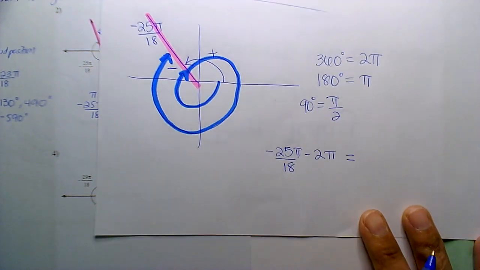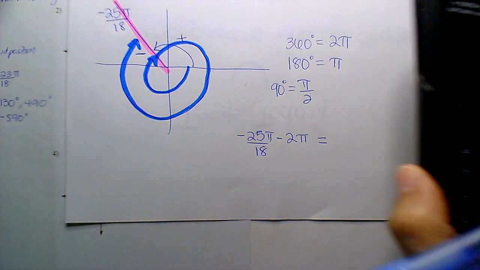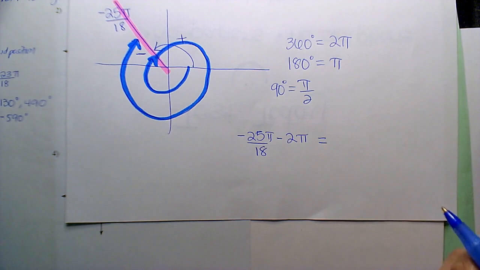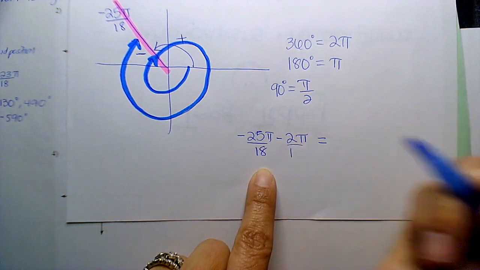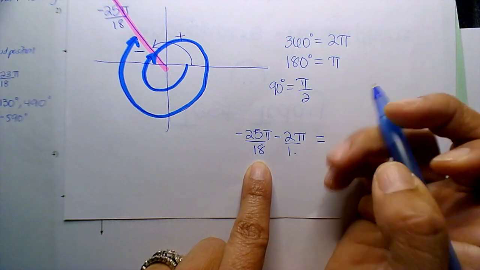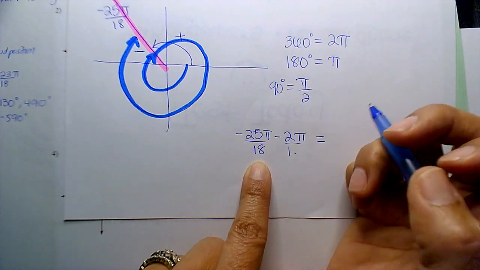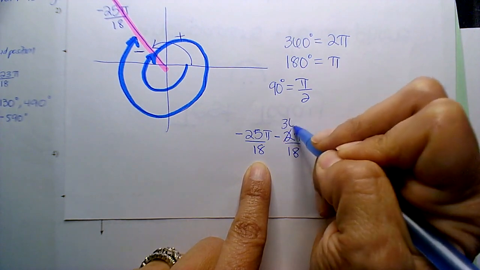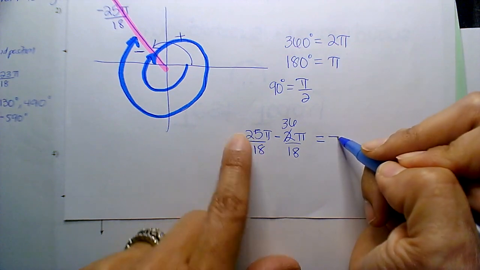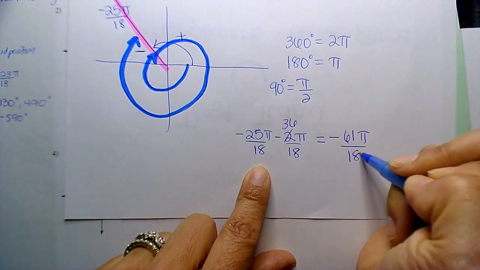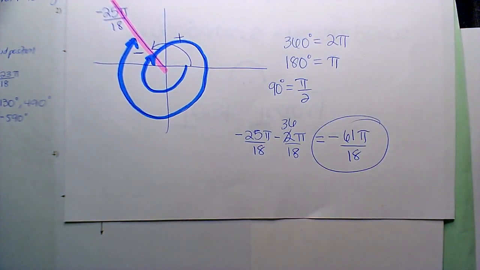You could do it by hand, or you can go to a calculator. So you could type it in the calculator, which I'll do in a second. But if you understand fractions, this really has a 1, right? If I want to add them, I need this to be at 18 for my denominators to be the same, right? So I would multiply 18, and 18 times 2 is 36, right? So I would get negative 61 pi over 18 if I was to add another 2 pi.